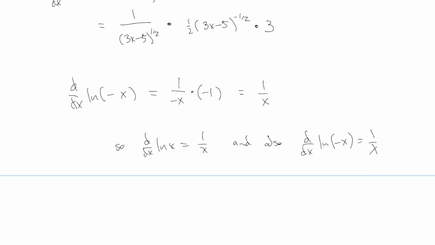Another way to write that is like this. So the derivative of natural log absolute value x is 1 over x. This is often how this property is written. The absolute values refer to the fact that it doesn't matter on the inside of the log there. It doesn't matter if the x is positive or negative. You're going to get the same answer either way.